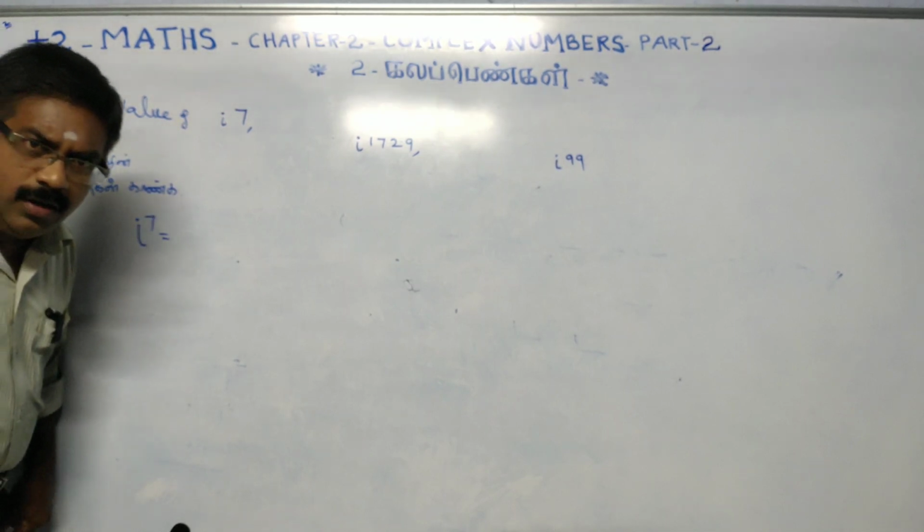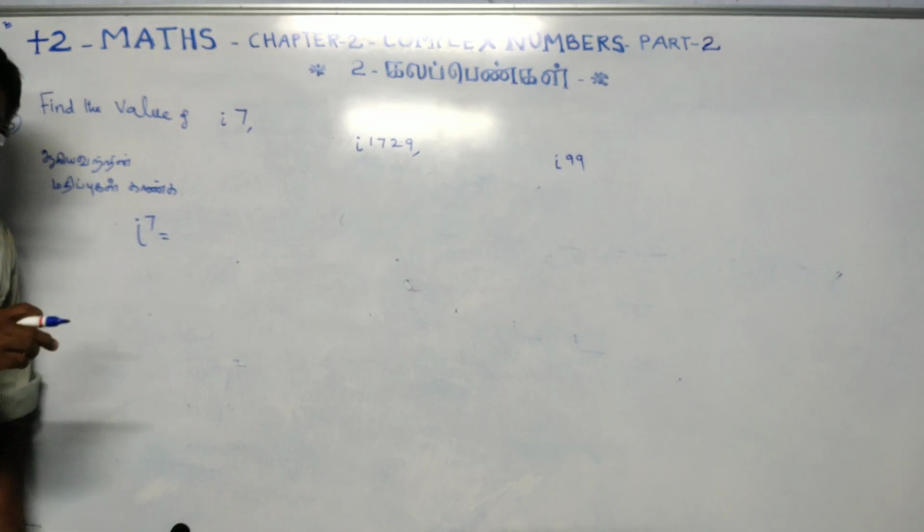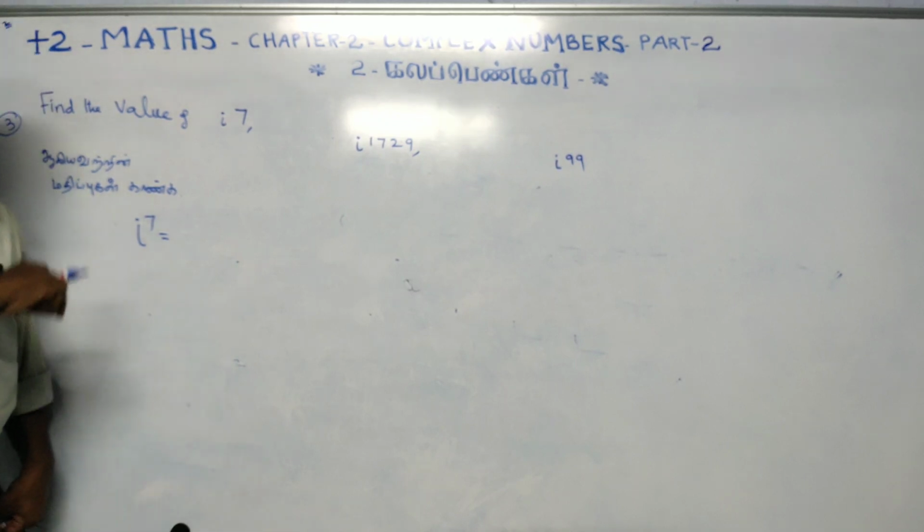How can we write what I told you? When you simplify the term, you try to write the given term in terms of i square.